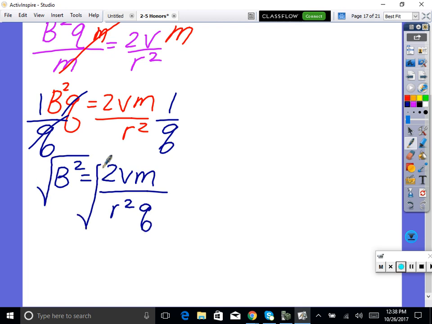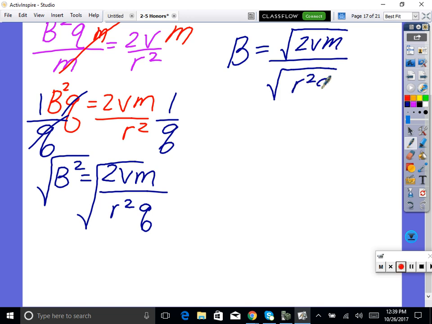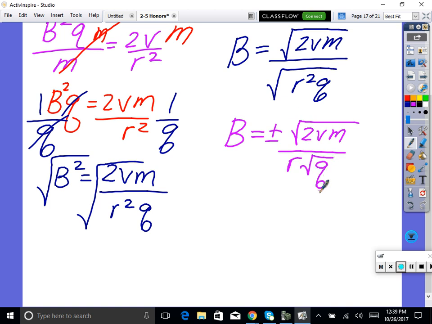Next step, square root. So then I have b is equal to, and I know that I need to split this up because I can't have the square root on the bottom. So I have the square root of 2vm divided by the square root of r squared q. Now I recognized, oh, this is r squared, square root of r squared, so I can pull out an r. So I have b is equal to, I guess I better add in that plus and minus, the square root of 2vm, all over r, and I still have square root of q, right? Now what's my last step? Rationalize the denominator. You're awesome.